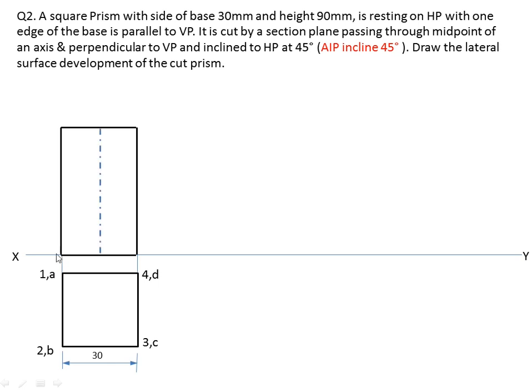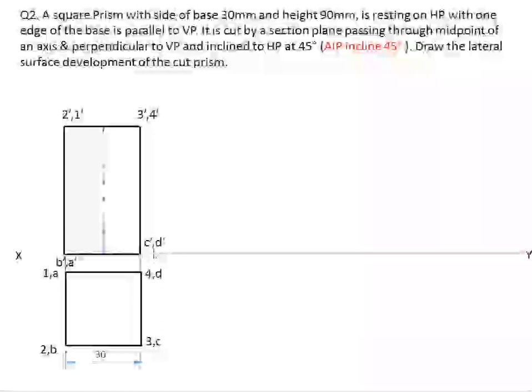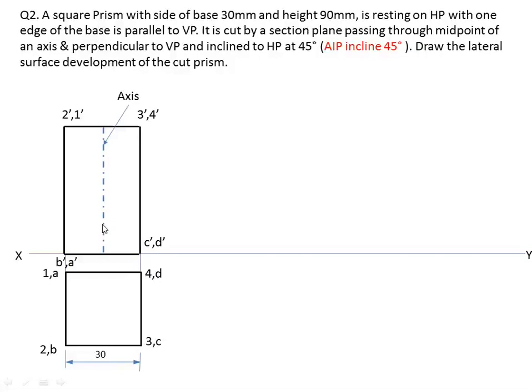Again give the naming. This is 2, 1. First, when we see from the front, we will see the 2, 1. Our bottom corners are C dash and D dash. Now this line is nothing but the axis. It is at the center, so we have to show the axis always.